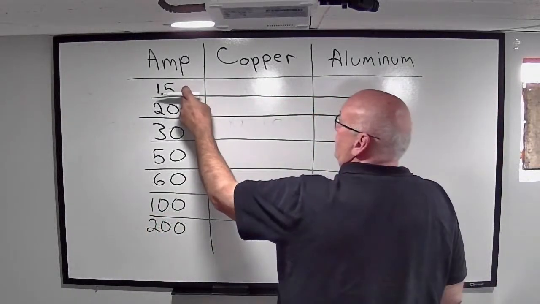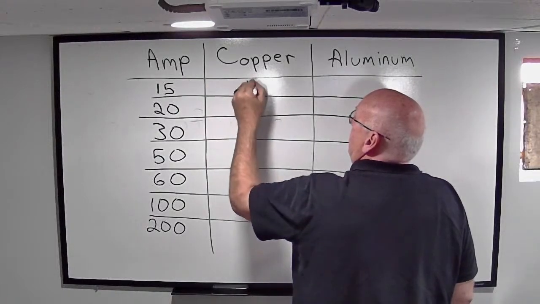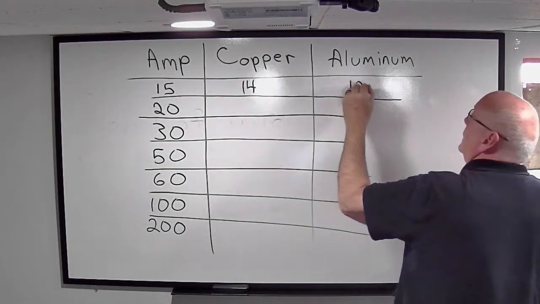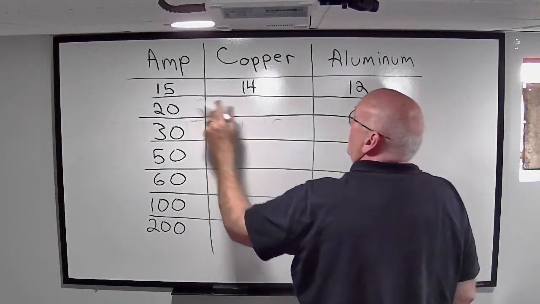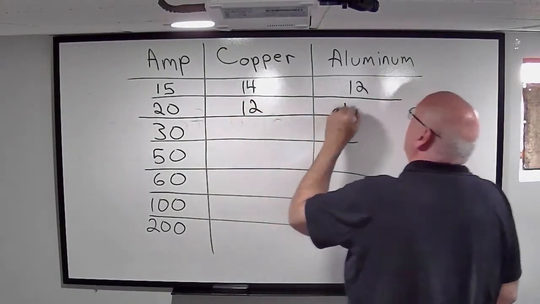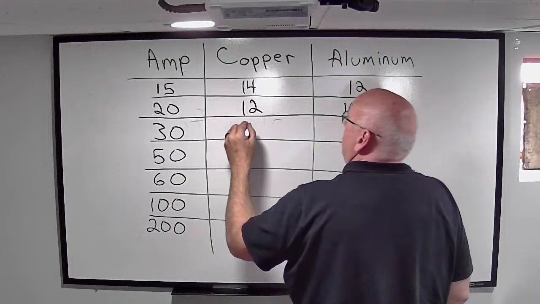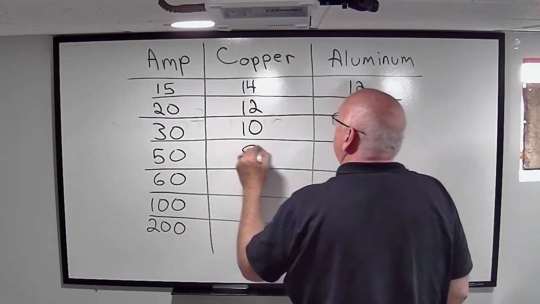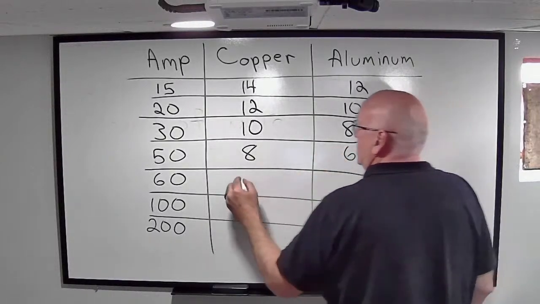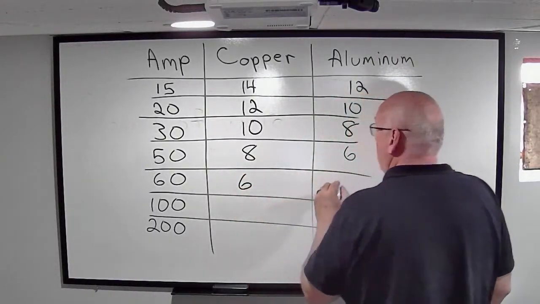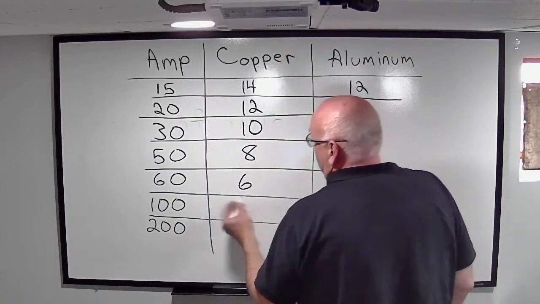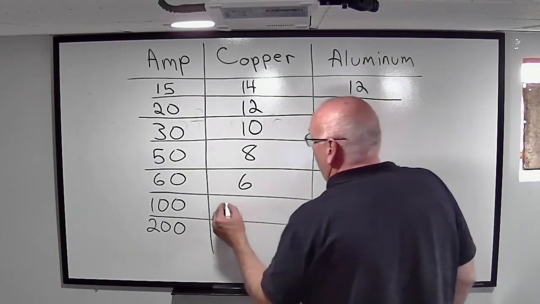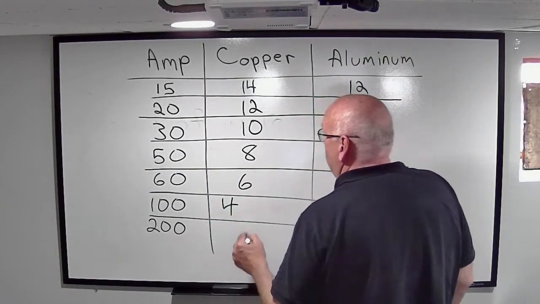All right, so for a 15 amp, I'm going to need a 14 gauge copper wire or a number 12 aluminum. For 20 amps, I'm going to need a 12 or a 10. 30, I'm going to need a 10 or an 8. 50, I'm going to need an 8 or a 6. 60, 6, 4, and then the NEC does say 4 for 100 amps.